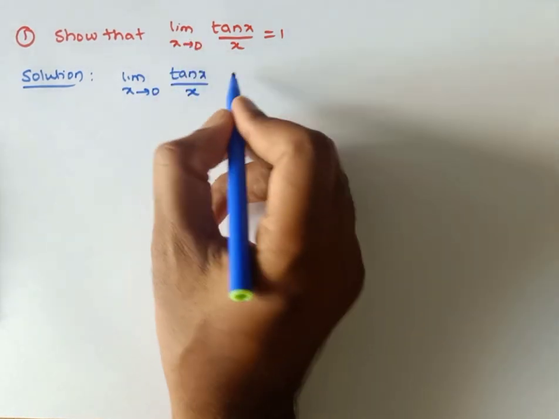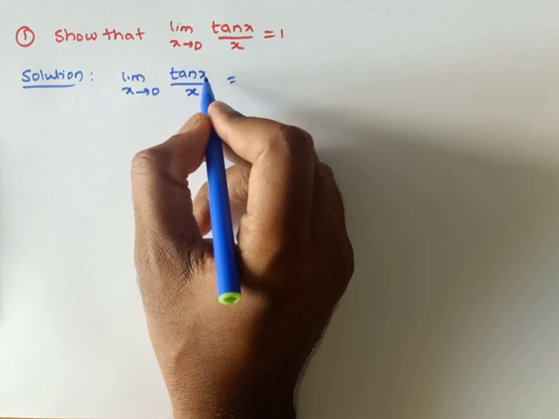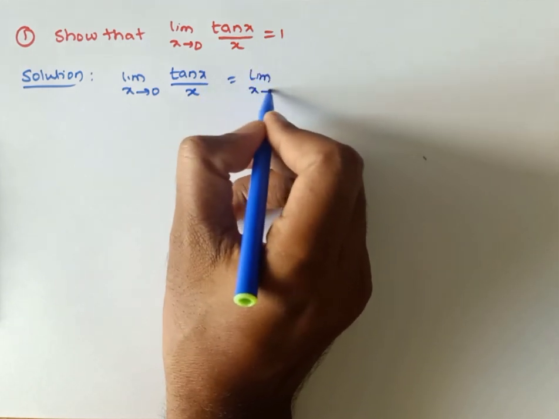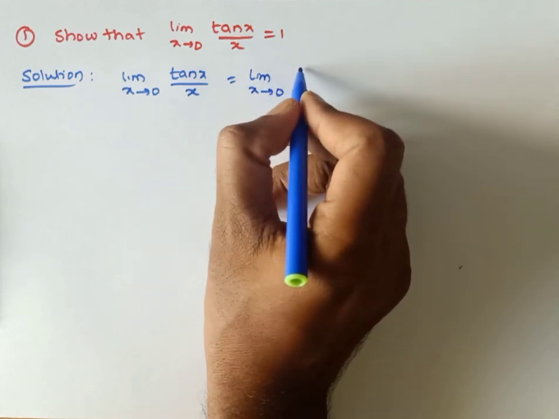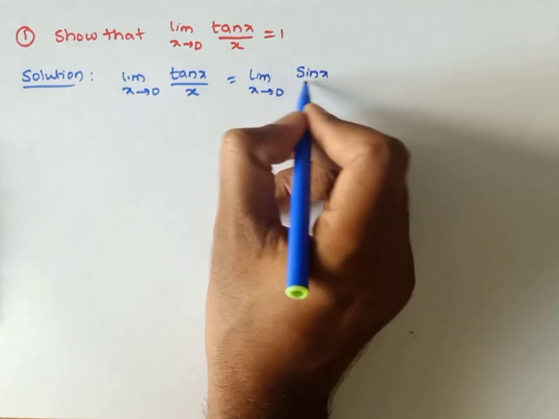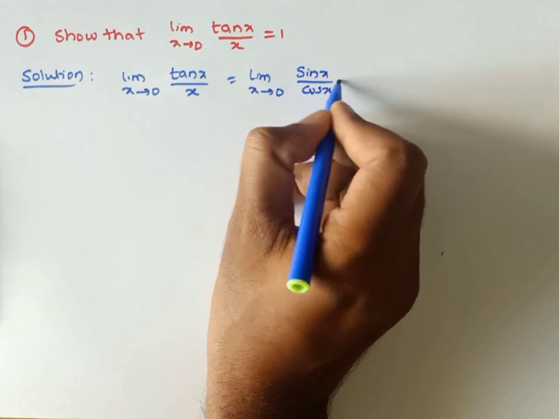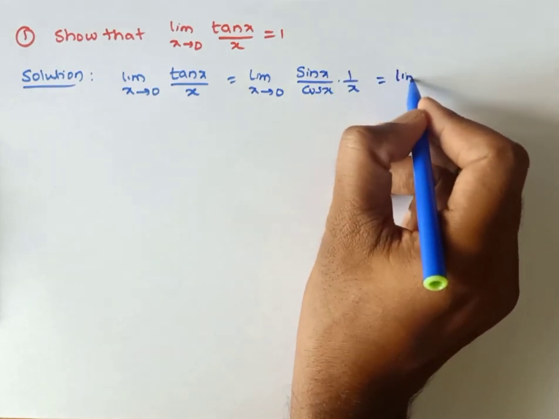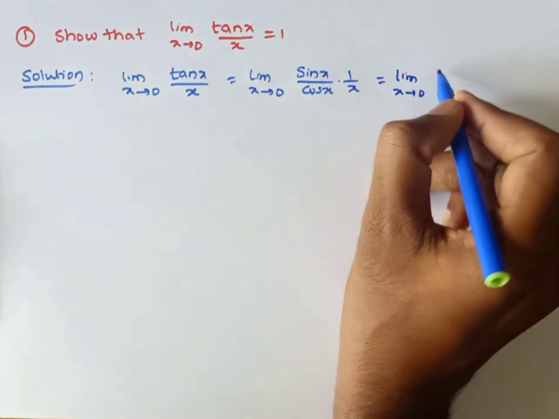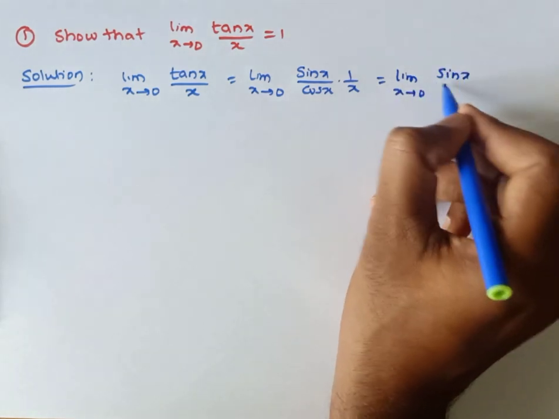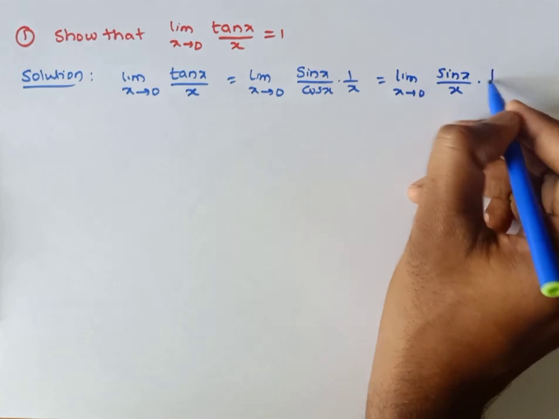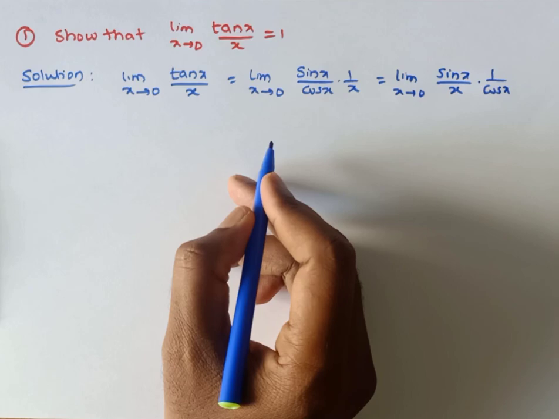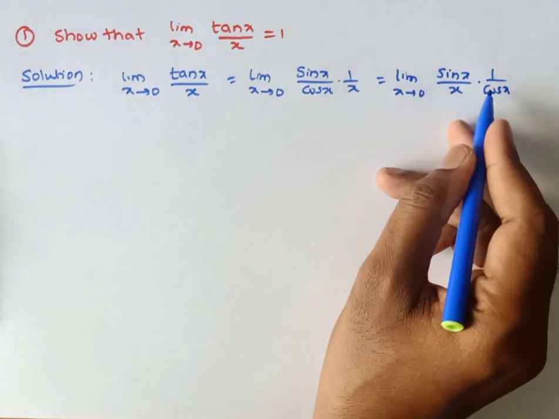Now, tan can be written as sin by cos. So limit x tends to 0, tan x by x is sin x by cos x into 1 by x. Now you can write it as sin x by x into 1 by cos x. So this is the f of x and g of x form: limit x tends to 0, f of x into g of x.